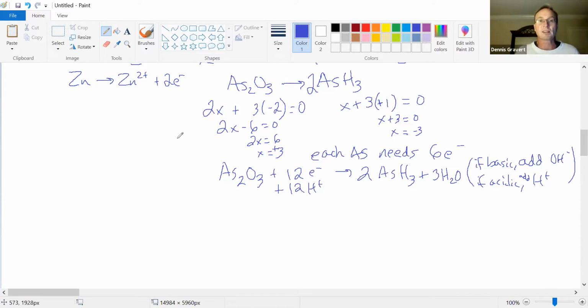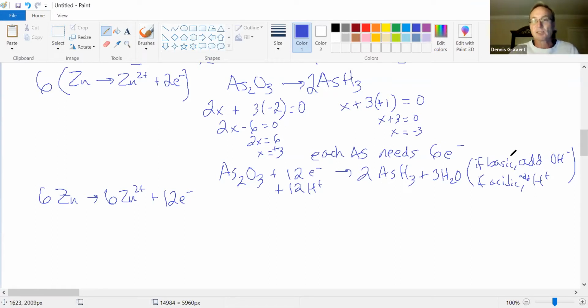Zinc's producing 2 electrons, but arsenic needs 12. Okay, so how do we take this up to 12? Multiply the whole thing by 6. So now the half reaction is 6 zinc metals go to 6 zinc ions, and that will produce 6 times 2 is 12 electrons. Okay, now add this half reaction to this one.